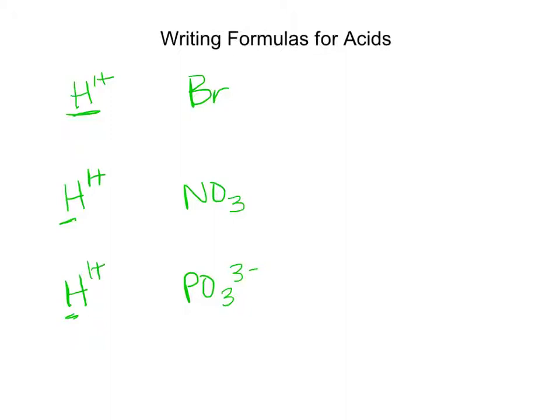And then let's go ahead and look at this first one. So the charge on bromine is 1-. Well, that's nice. The charges go ahead and cancel out here. So my formula for this acid is going to be HBr.